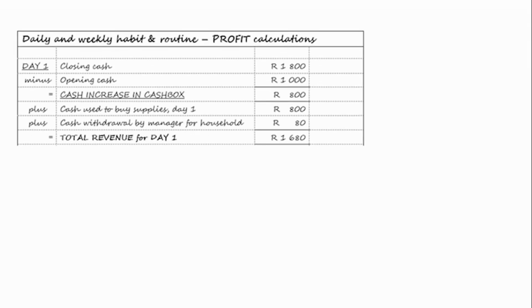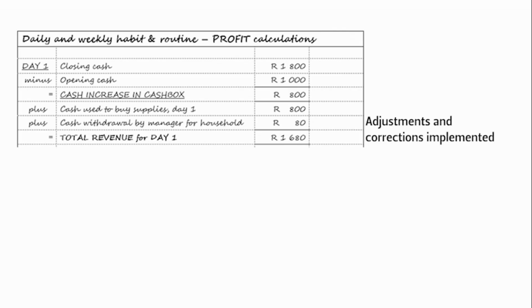Here at the top, we see how opening cash and closing cash is used to get the cash increase for the first day of this week. Note how the initial cash increase is corrected for money used for supplies as well as hazardous leakages of cash. Those calculations produce total sales revenue for day 1.